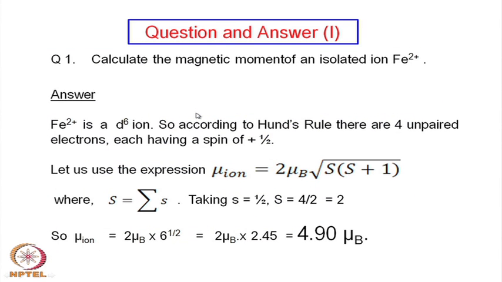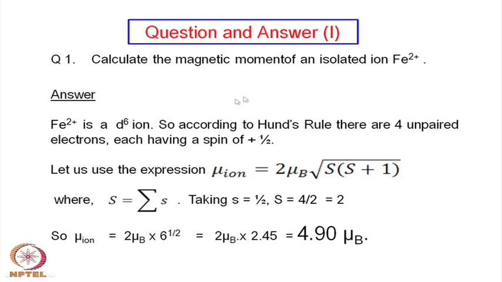Whatever little time I have, I would like to discuss a couple of questions, or how to address such questions. The answers are also given here. For example, the first question is: calculate the magnetic moment of an isolated ion Fe2+. This has already been discussed to some extent, but the details are given here.